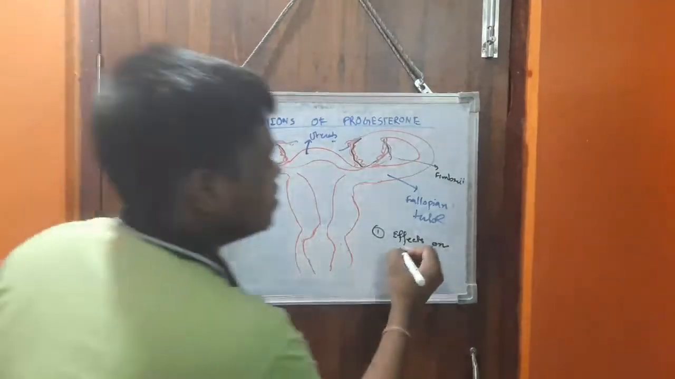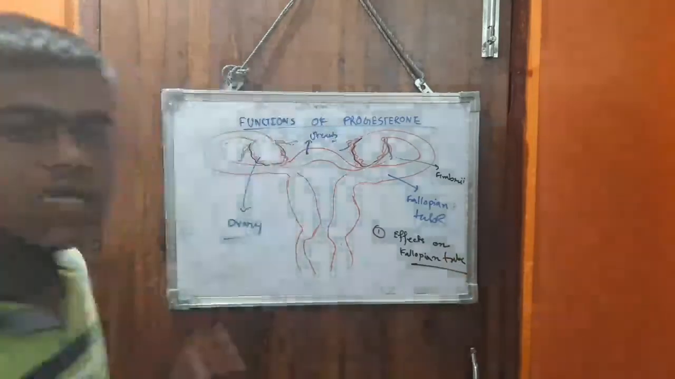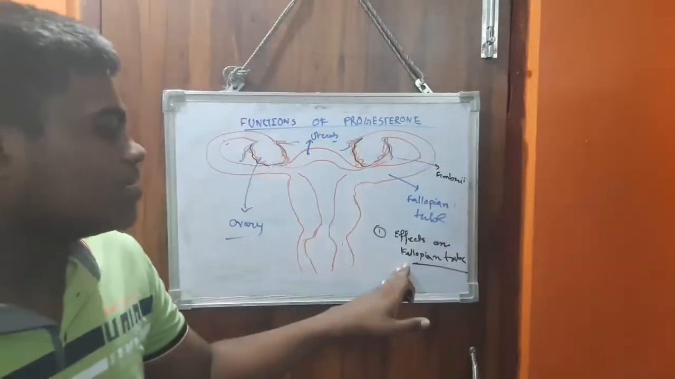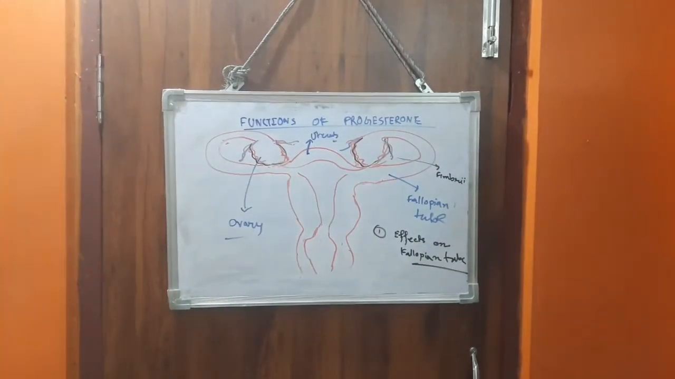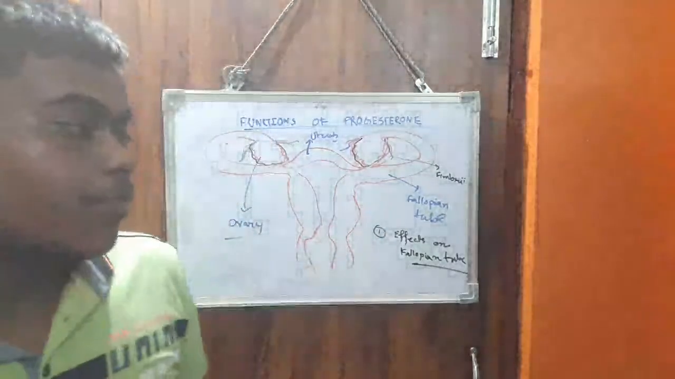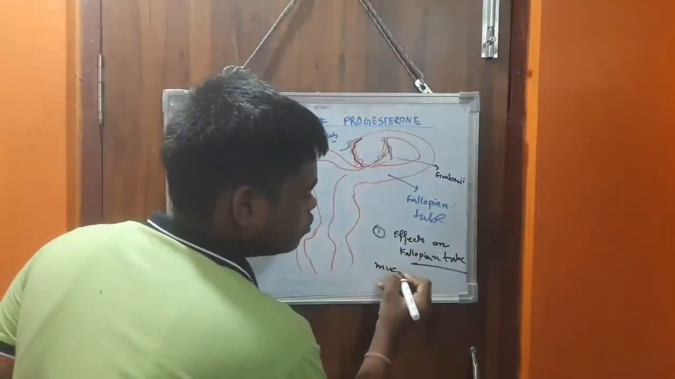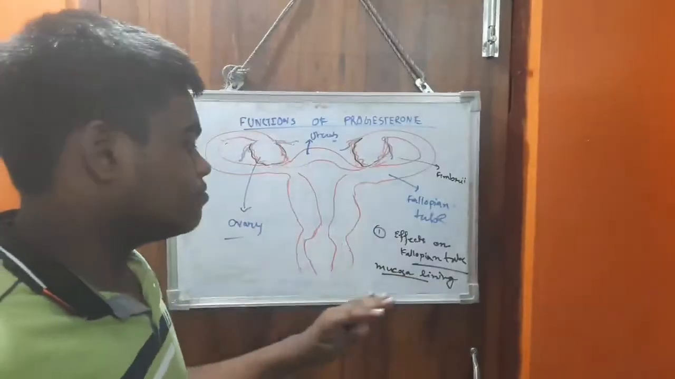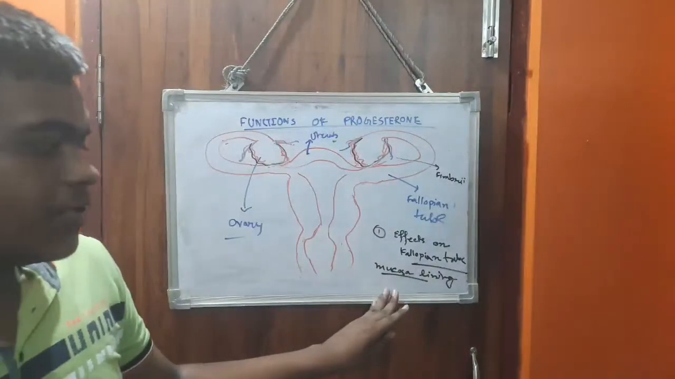the fallopian tube. Okay guys, effect on the fallopian tube. What is the importance of progesterone hormone in the fallopian tube? Okay, so guys, this progesterone hormone promotes the mucosal lining, or increases the mucosal cells in the fallopian tube. So progesterone hormone promotes the mucosal lining of the fallopian tubes.